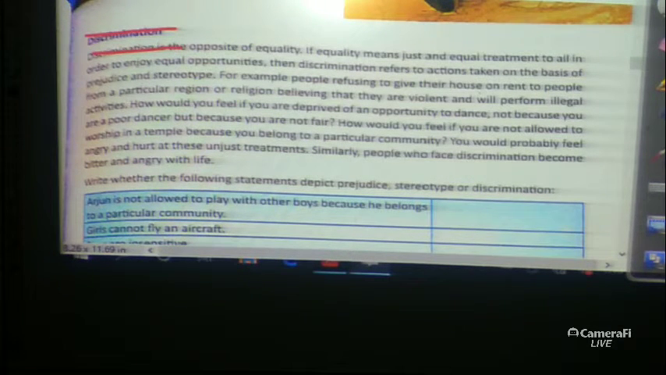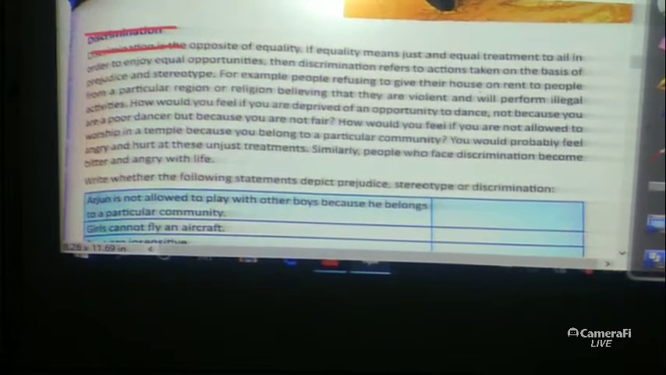Now, decide whether the following statements depict prejudice, stereotype, or discrimination. This box you will fill in later.